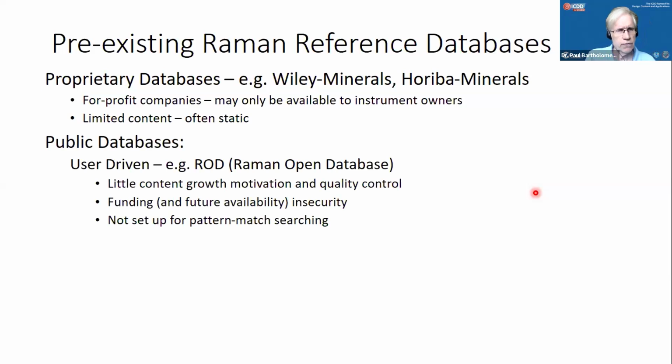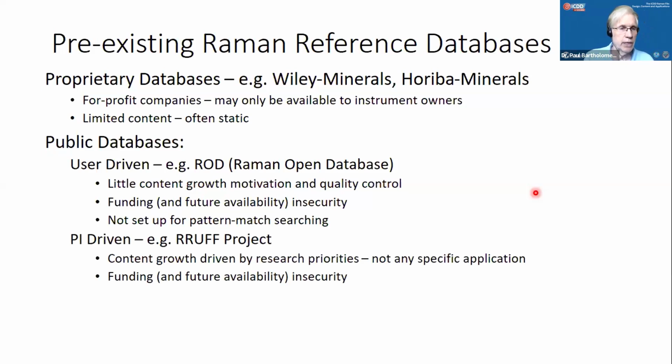Public databases, free databases. There's the user-driven type, the kind of wiki type, a good example being the Raman Open Database. And here my experience is there's little incentive for content growth, and there doesn't seem to be a lot of quality management. There's funding insecurity. Again, who knows how long it's going to be there, and it's not set up to actually do any of the pattern match searching.